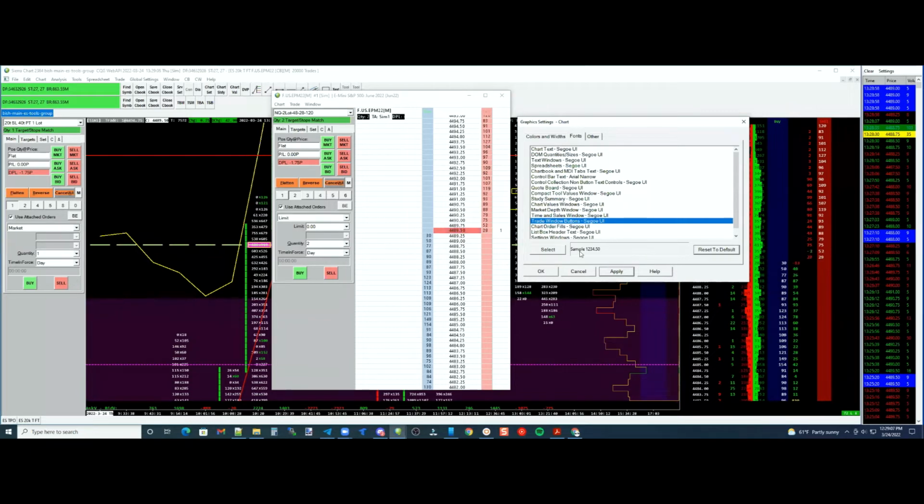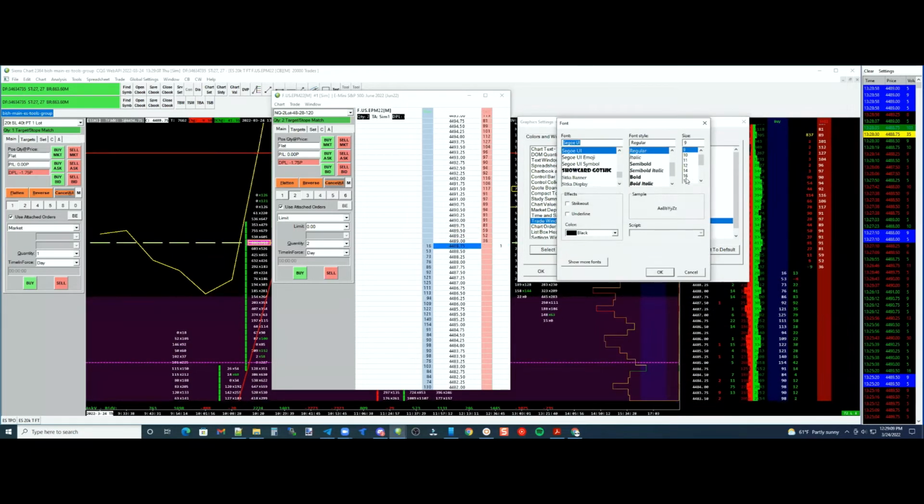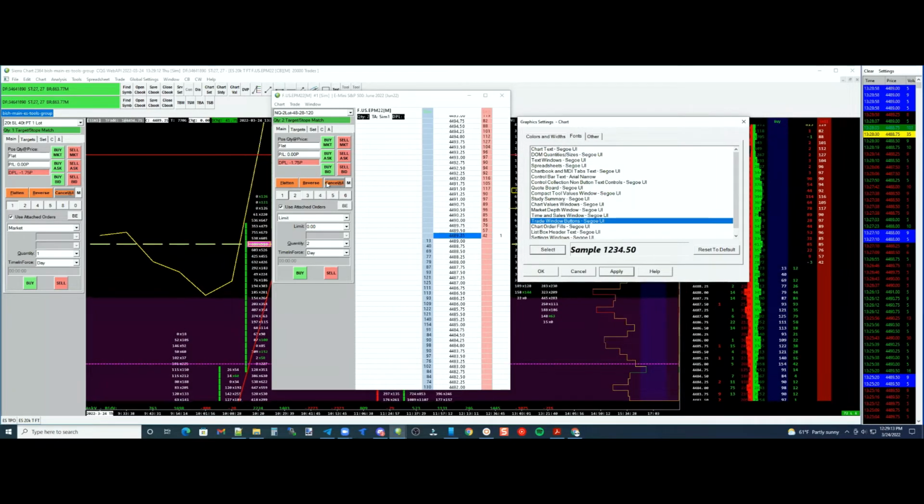If you could look, trade window buttons, come in here. Let's just set it to 18 bold italic, apply. Doesn't do anything. So it might be broken functionality. That's a question that I'm going to have out to Ray.